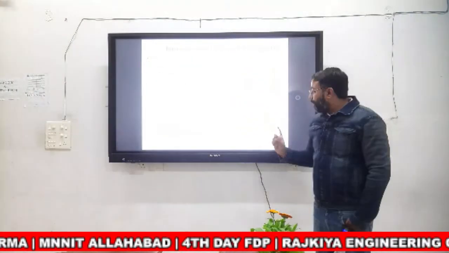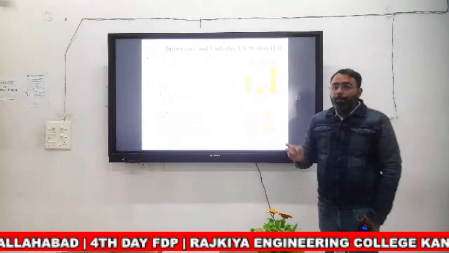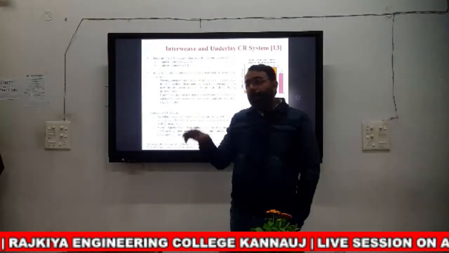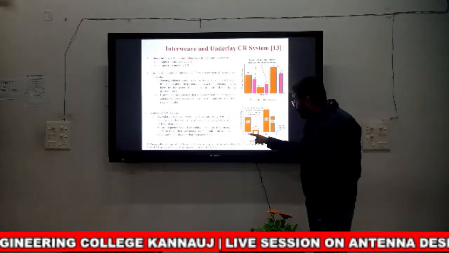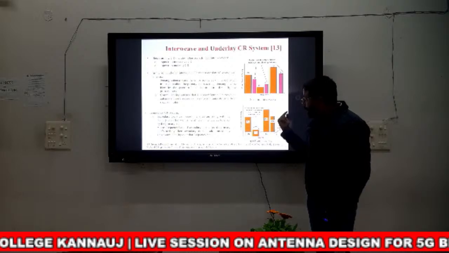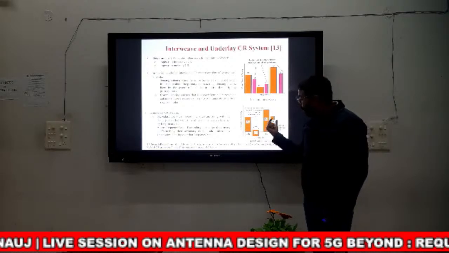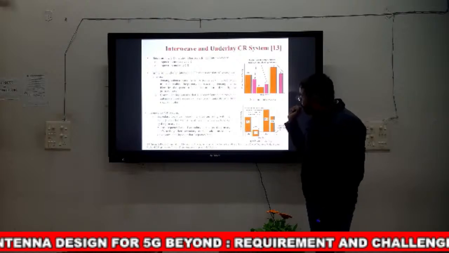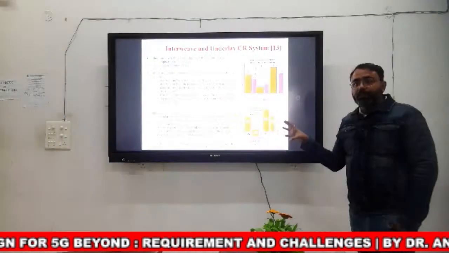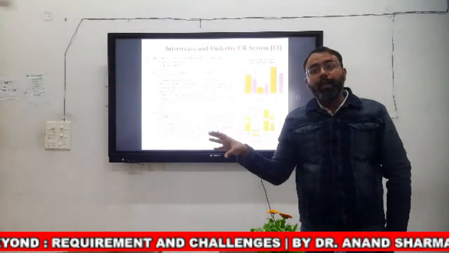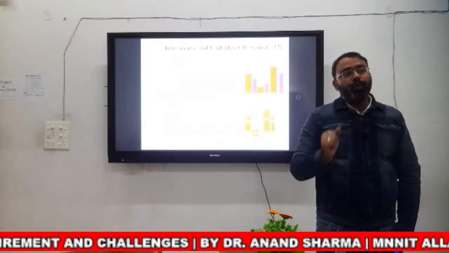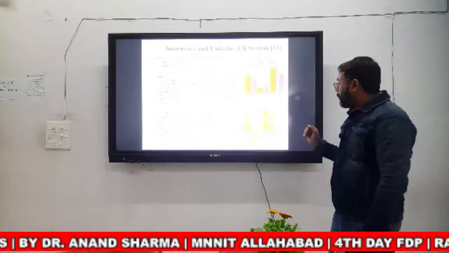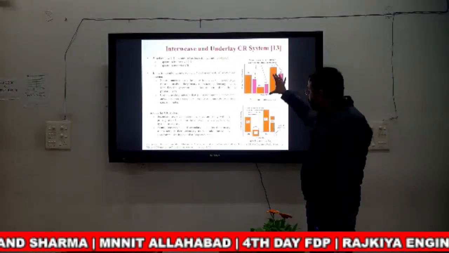While in case of underlay, both secondary and primary users use the spectrum simultaneously, but if the secondary user creates some interference with the primary user, then the secondary user goes away from the communication part. So this is the difference between interweave and underlay.